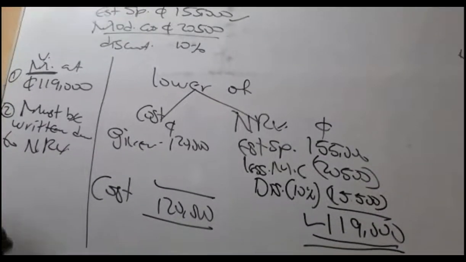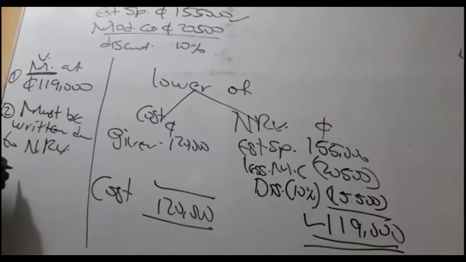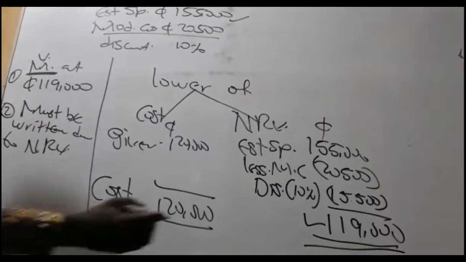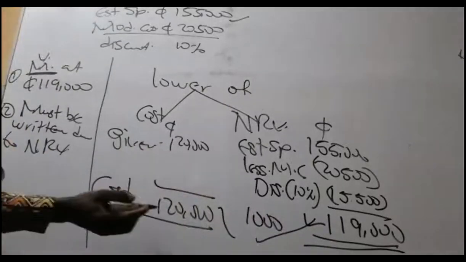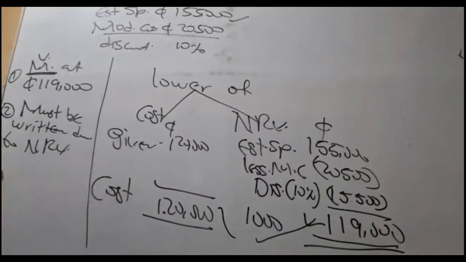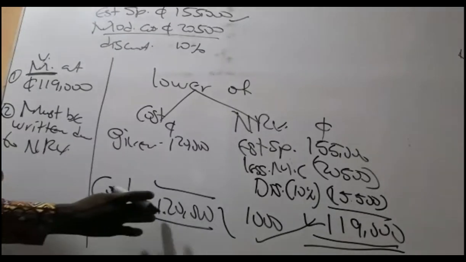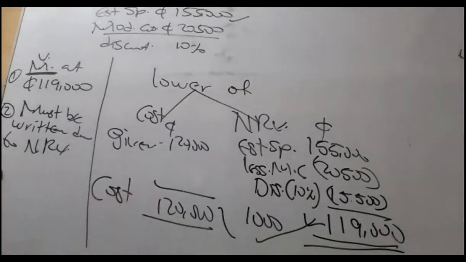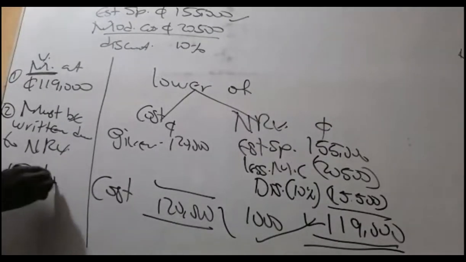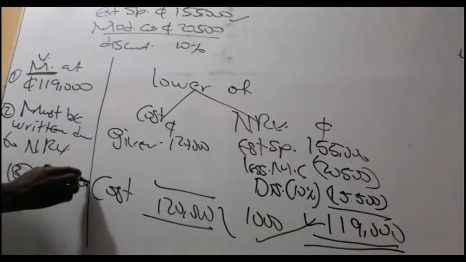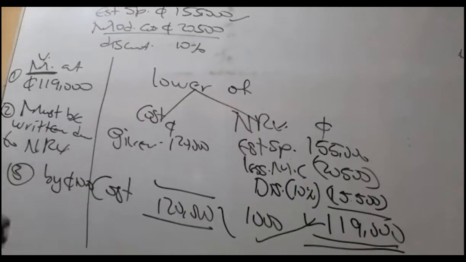119,000. So you can also say that inventory must be written down by the difference, by what? 1,000. So this inventory must go down by 1,000 Ghana cedis. That's the implication. So you can include it here. Inventory must be written down by 1,000 Ghana cedis. Good.